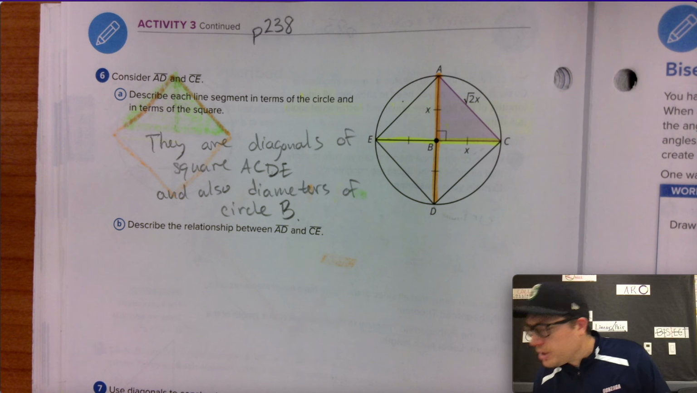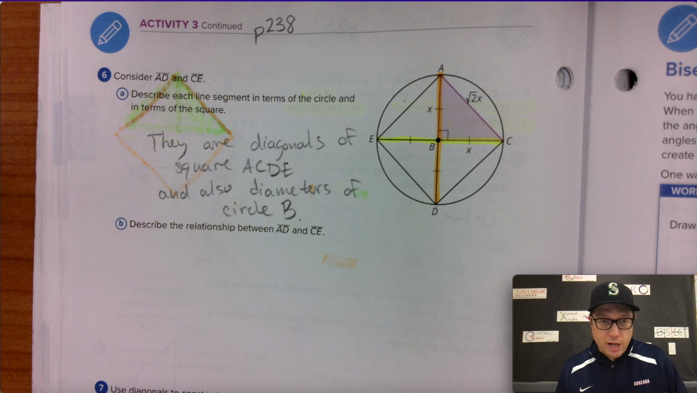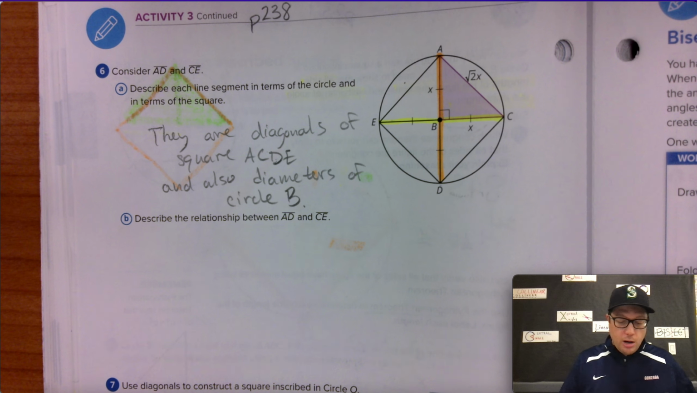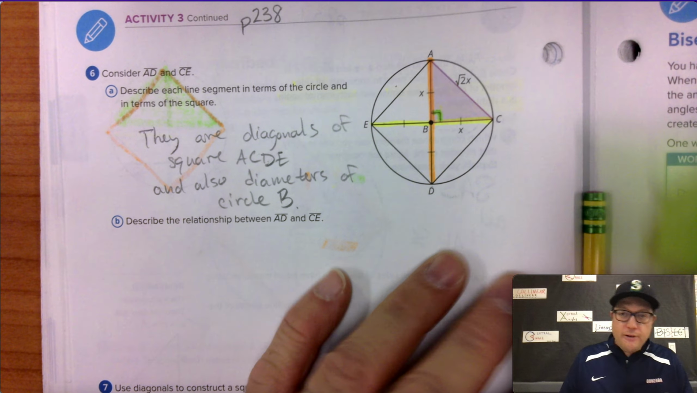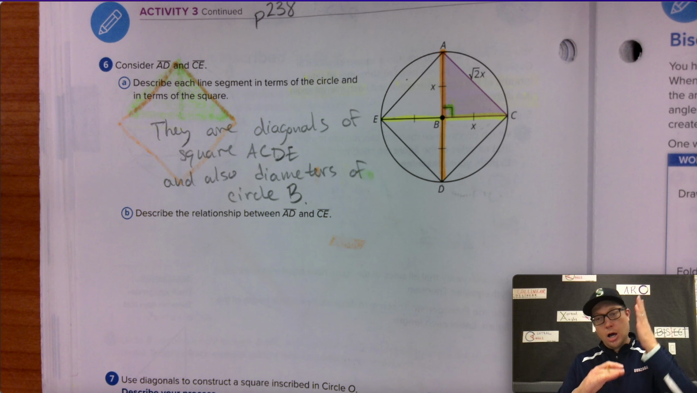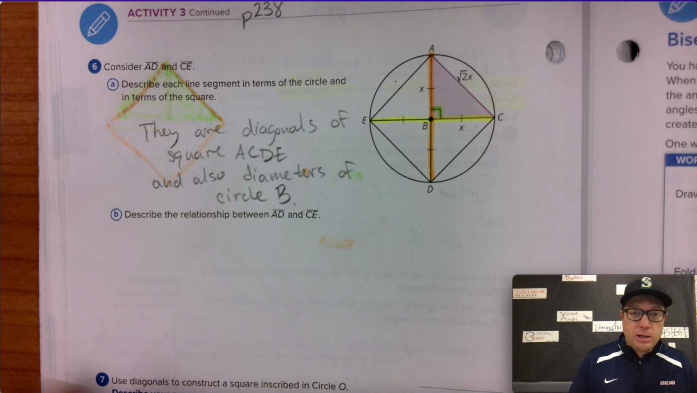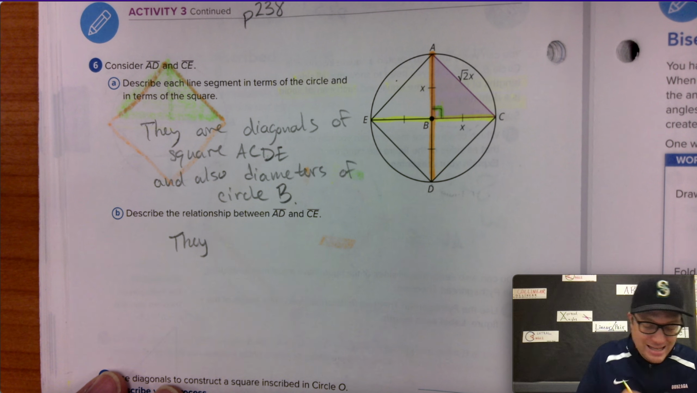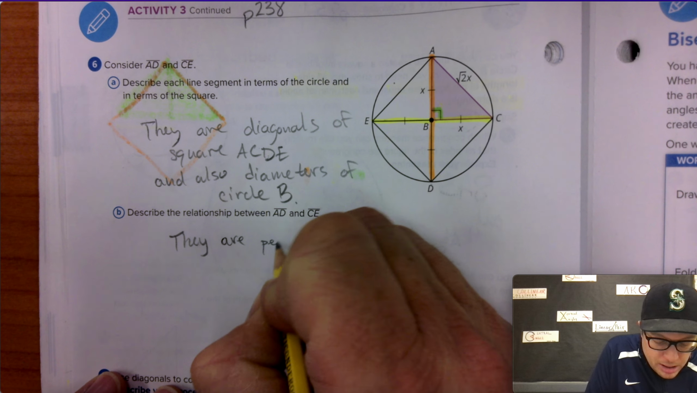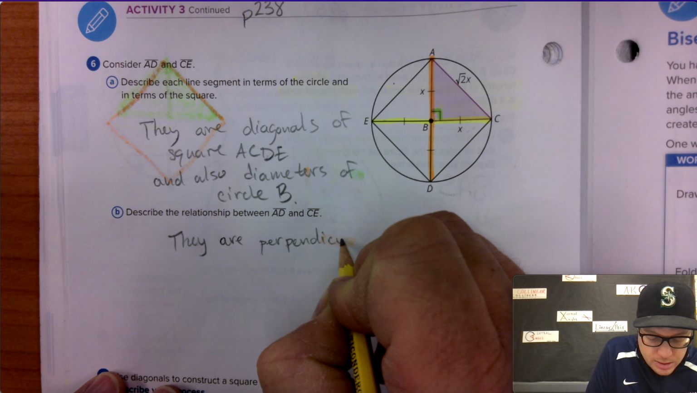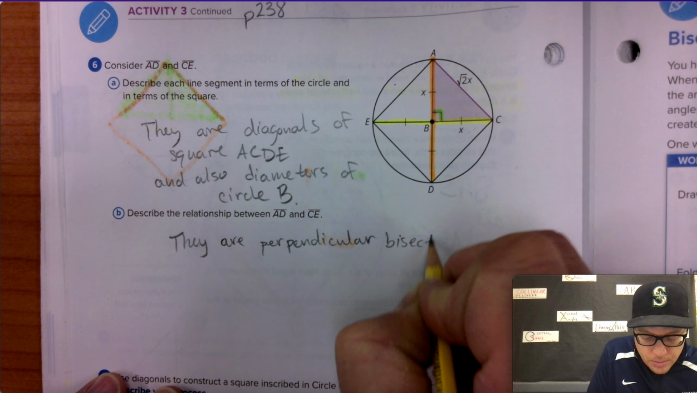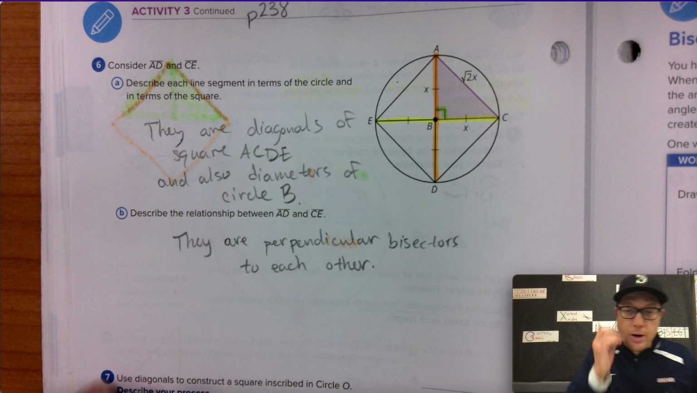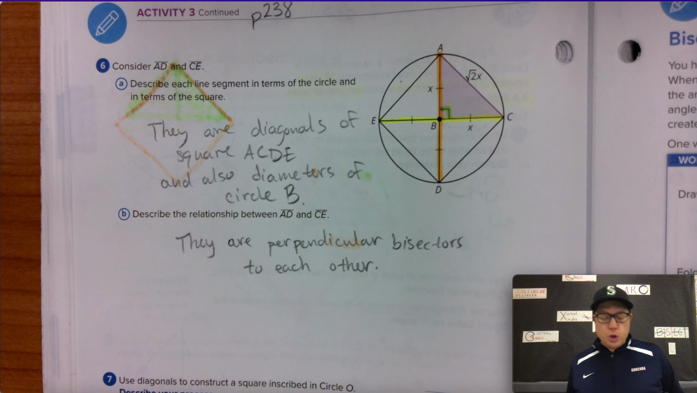To describe the relationship further, considering, huh? I see what you're trying to make me do. Describe the relationship between them. I mean, legit, it happens right here. Highlight it, point at it. The way they're created is opposing each other perpendicularly. Oh, it's a square, by the way. Diagonals of a square bisect. They are perpendicular bisectors to each other. There it is. They are perpendicular bisectors to each other.